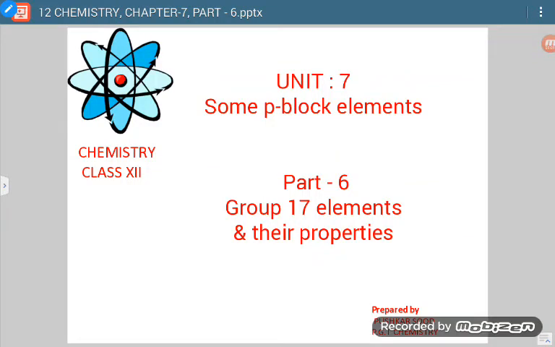Good morning, students. So today we are going to discuss the 17th group. We will discuss various physical and chemical properties of 17th group elements. These group elements are also known as halogens. So we are going to discuss various chemical and physical properties of halogens, and then we will discuss important compounds of this family. Okay.